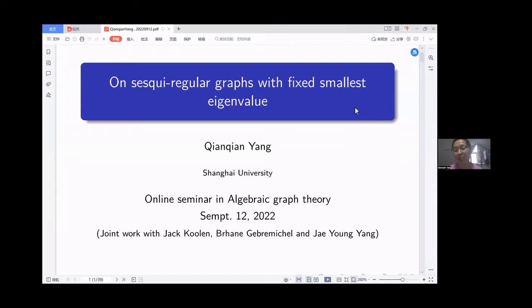I'm from Shanghai University. Now I'm a lecturer here. Today I'm going to talk about sesqui-regular graphs. This work was done about 2 years ago, but we have never given a talk before, and the paper is still under review. So this is quite a new result.